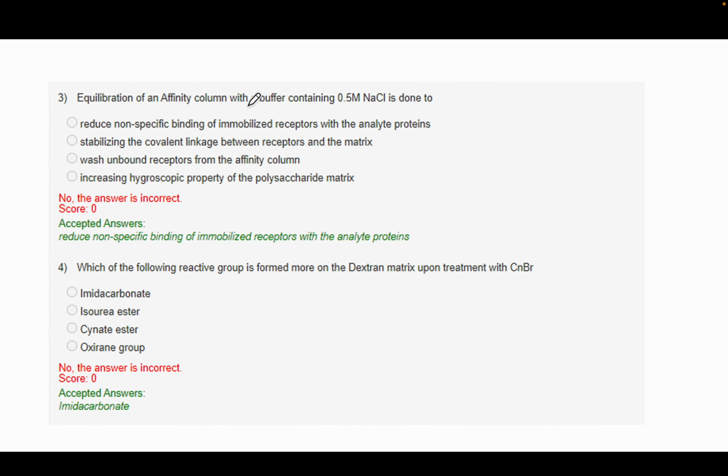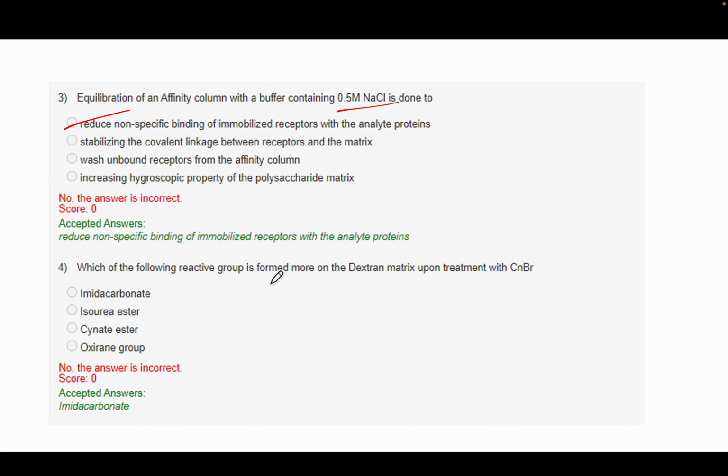Equilibration of an affinity column with buffer containing 0.5 molar NaCl is done to reduce non-specific binding of immobilized receptors with the analyte proteins, stabilize the covalent linkage between receptors and the matrix, wash unbound receptors from the affinity column, or increase hygroscopic property of the polysaccharide matrix. So we use it to avoid non-specific interaction of immobilized receptors with the analyte proteins.